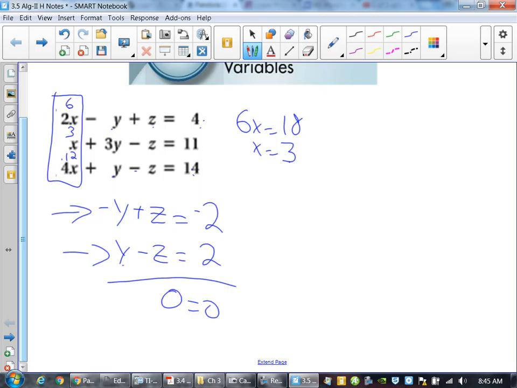Okay? So when you saw, I get everything like you did, like x equals 3 and then substituting it back in. And then y minus z equals 2, why is that 0 equals 2? If you add these all together, then all of a sudden everything's gone.